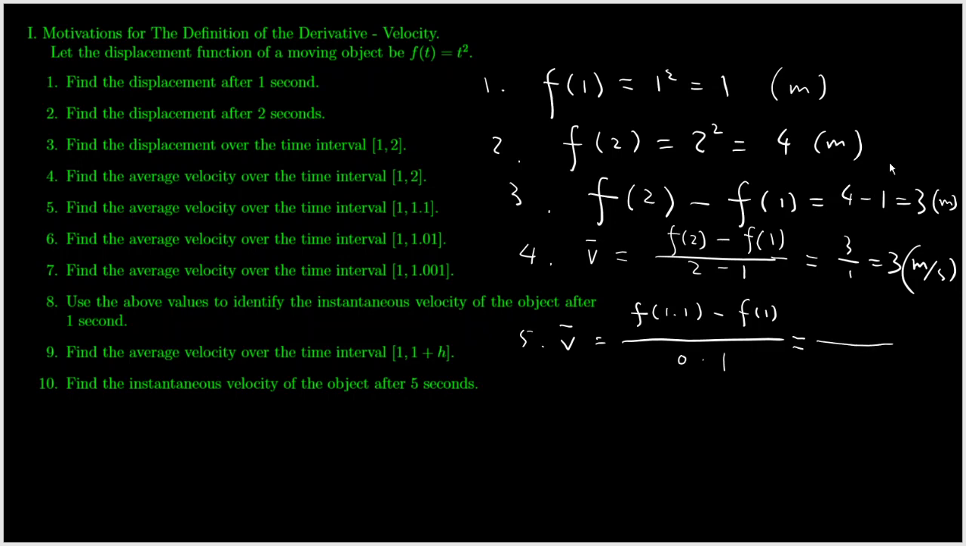Okay, the denominator, again the time elapsed, is 0.1 seconds. On the numerator, you have the distance traveled after 1.1 seconds. The distance traveled after any t seconds is equal to t squared. So the distance traveled after 1.1 seconds is computed using 1.1 squared, right? And then minus the distance traveled after 1 second, which is of course 1 squared.